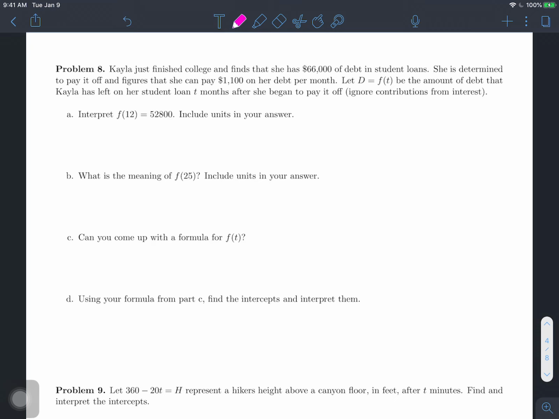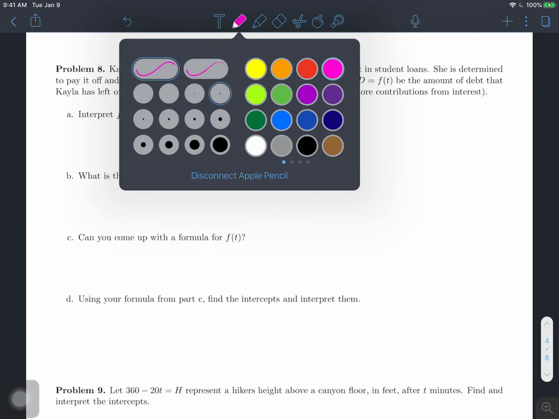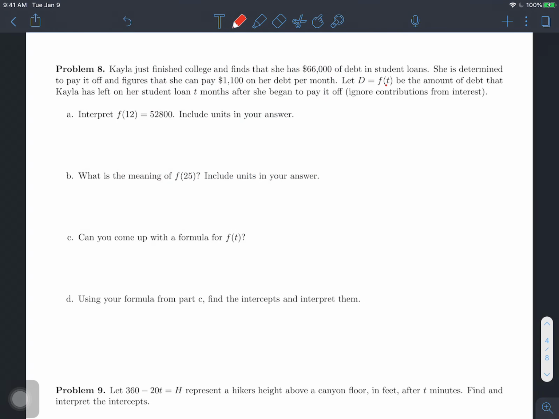So we set up a function d equals f of t, where our input is t and our output is d. And we want that to be the amount of debt that Kayla has left on her student loan t months after she began to pay it off. So let's quickly identify the input and the output. t is going to be my input, and t describes the number of months after we began paying our loan off. And then d is going to describe the amount of debt that remains.